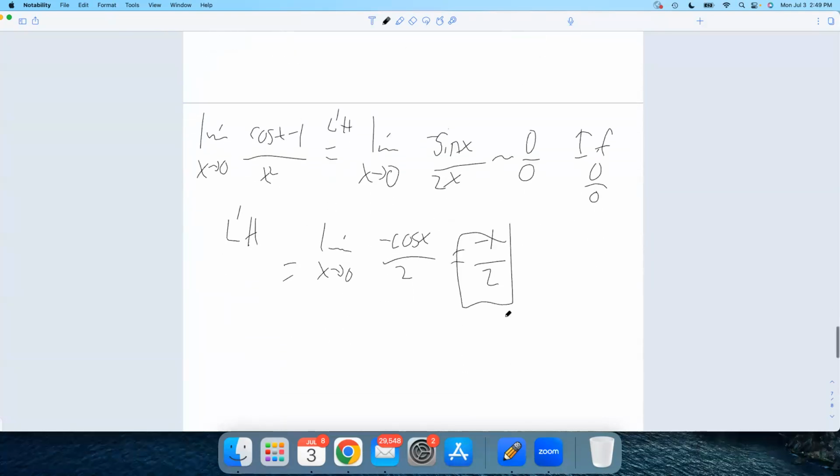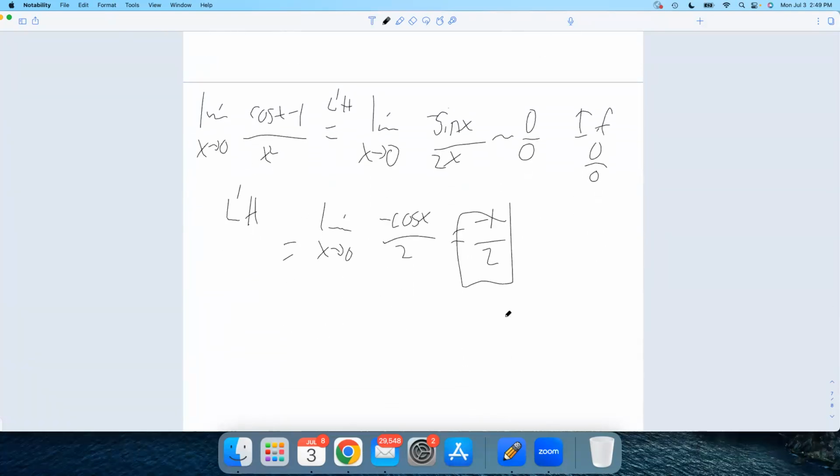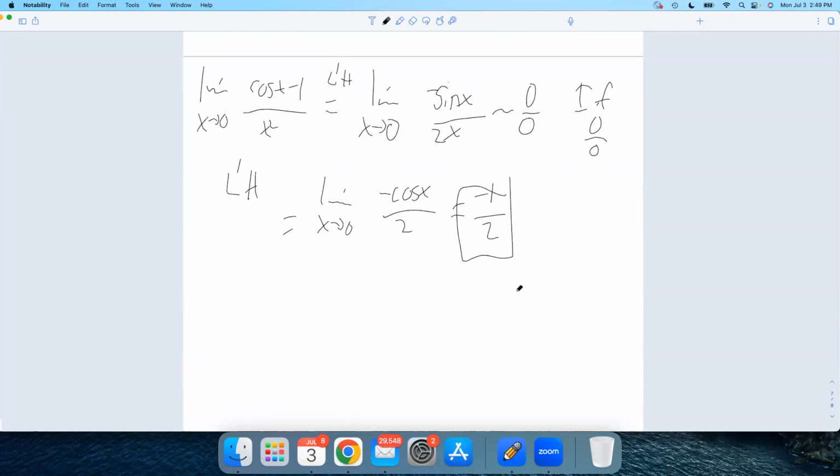Okay, let's try some crazier problems. All of those we've done so far have been 0 over 0 or infinity over infinity. Let's try one that's 0 times infinity.